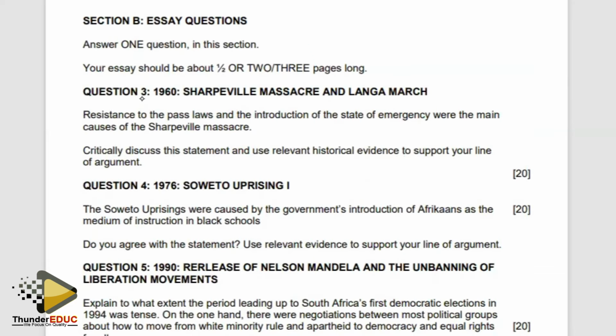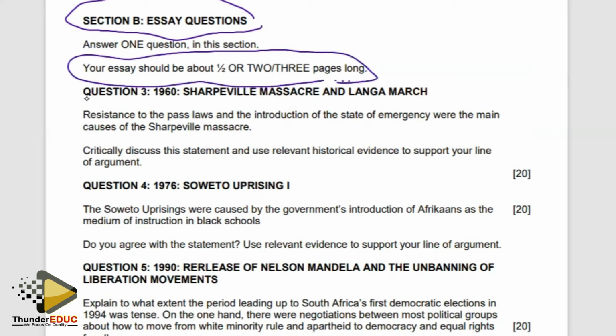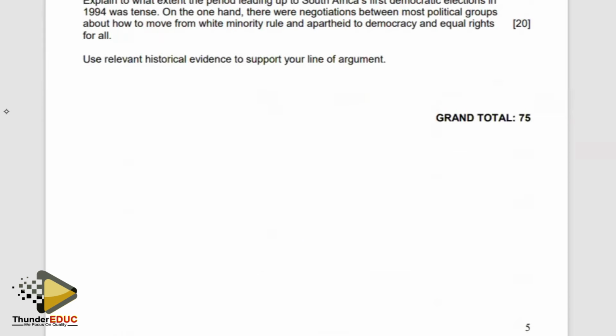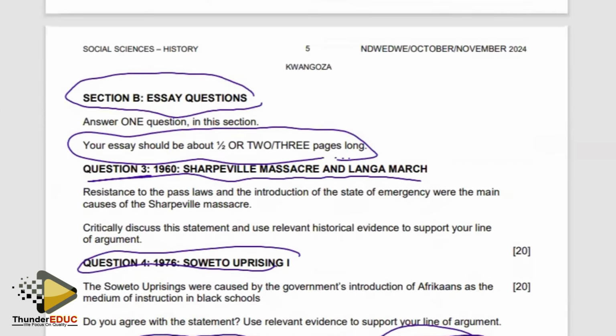Now let's go to section B, which is our essay question. Here you can answer one question in this section. Your essay should be about 2 or 3 pages long. This is a very important instruction. We have 3 questions. The first question is the Sharpeville Massacre and Langa March. Remember, this is our term 4 content. Then the other question is about the Soweto uprising. Then the other one is about the release of Nelson Mandela and the unbanning of liberation movements. Okay, so now let's see with our essay.